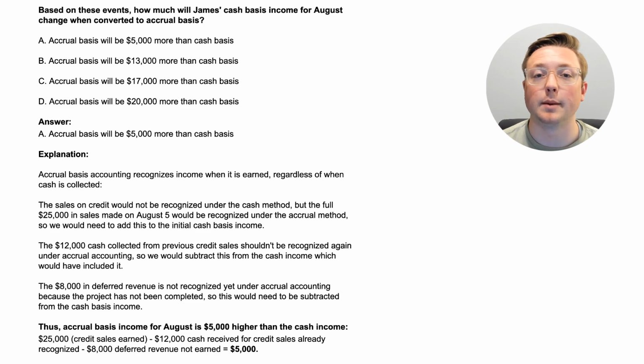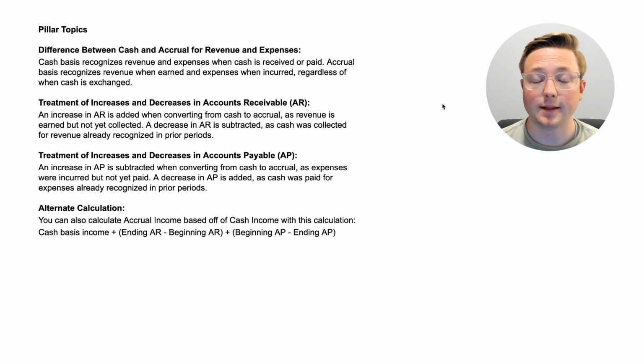So let's go to the pillar topics for this video. All right, here we are at the pillar topics. And again, this is kind of a summary of the most important things you were supposed to learn from the questions. Let's start with the difference between cash and accrual for revenue and expenses. I think this, by the way, is the main thing you need to keep in mind when you're doing this.